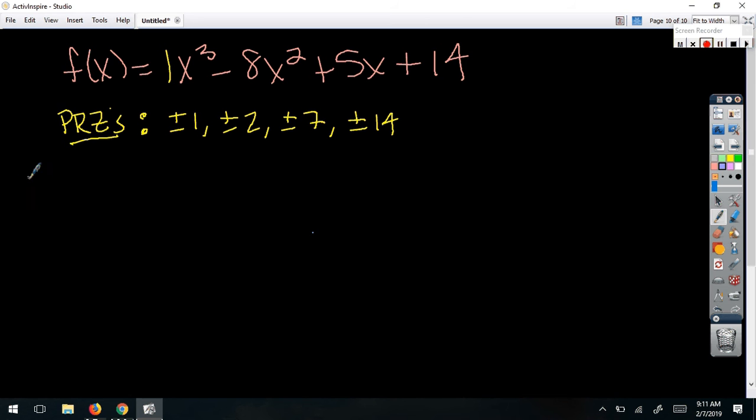If I divide, don't forget placeholders should you need them. Now you see why synthetic is your best friend? You were doing this long division. Oh my gosh. All right. You got to do them until you find one that works.